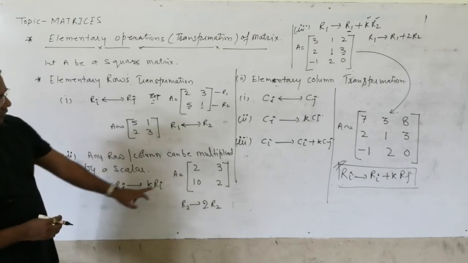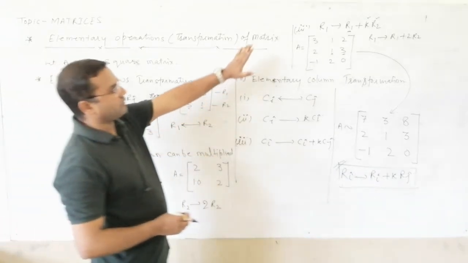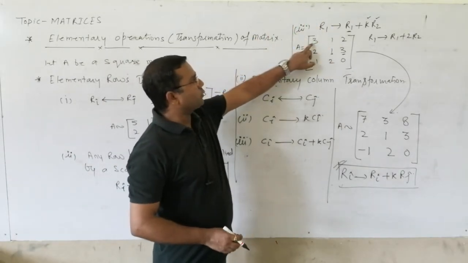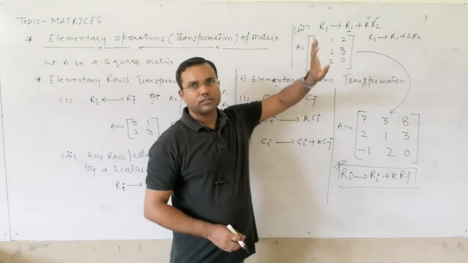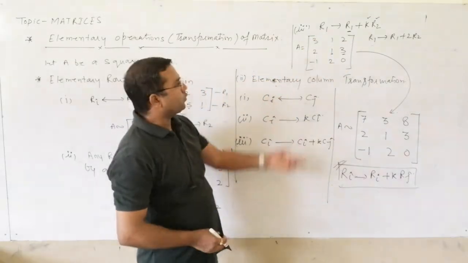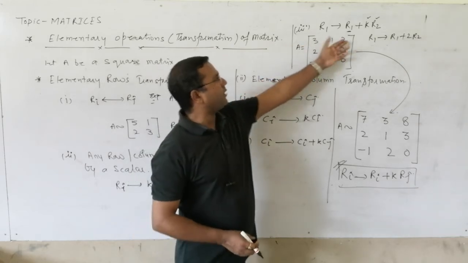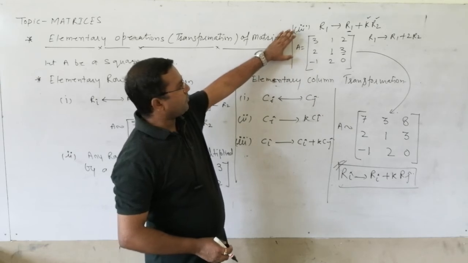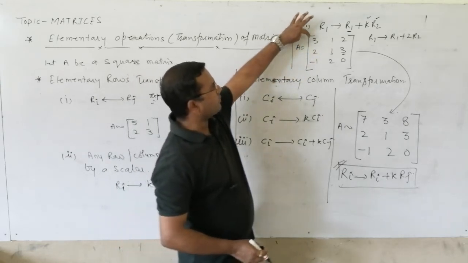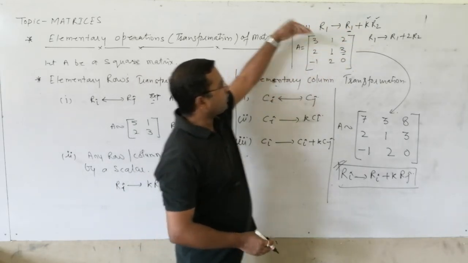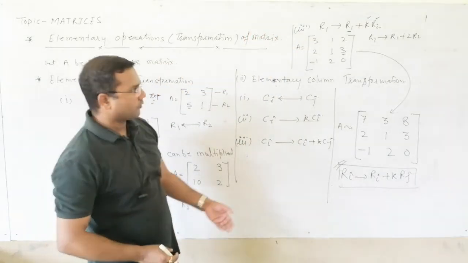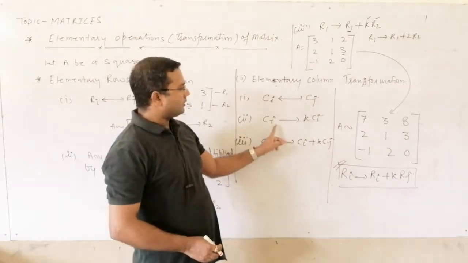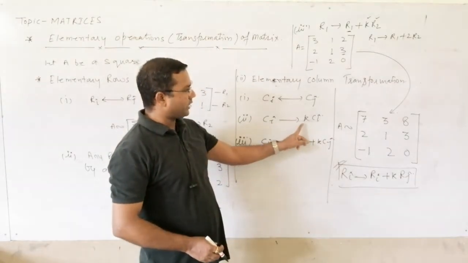So what have we done? We have taken this example. Suppose I want to multiply R1 by any scalar, say 2. What will happen now? Changes will take place in R1 only. So the next matrix you make will be equivalent to matrix A only; all the elements of R1 you will multiply by 2. The same operation can be applied for the column: Ci we change to K Ci.